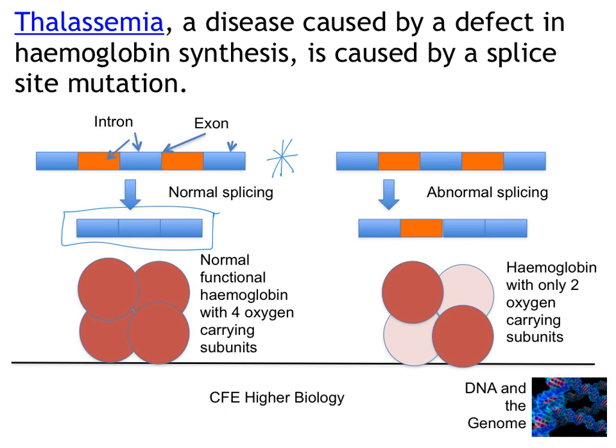With thalassemia though, the splicing goes wrong, and you'll see here that there's an intron that has been left in when it shouldn't be, and the haemoglobin that is formed only has 2 oxygen carrying subunits instead of 4, and that has quite serious consequences for individuals, and you can look that up as well. So that is your gene mutations and your splice site mutations, and in the next video we'll move on to look at chromosome mutations and polyploidy.